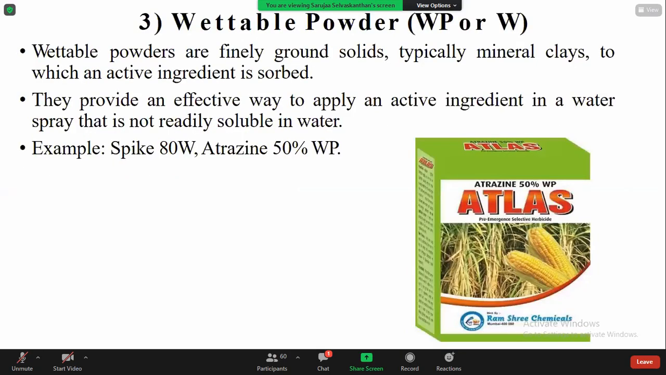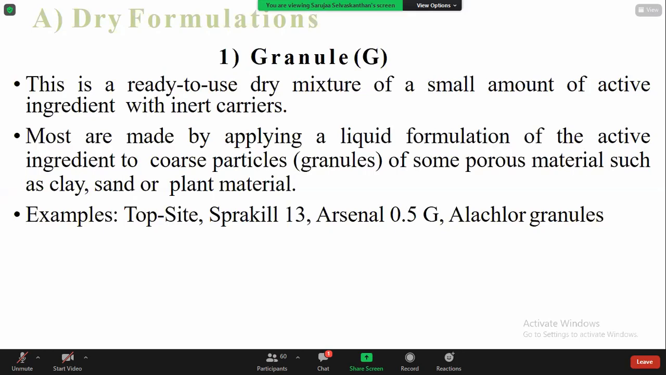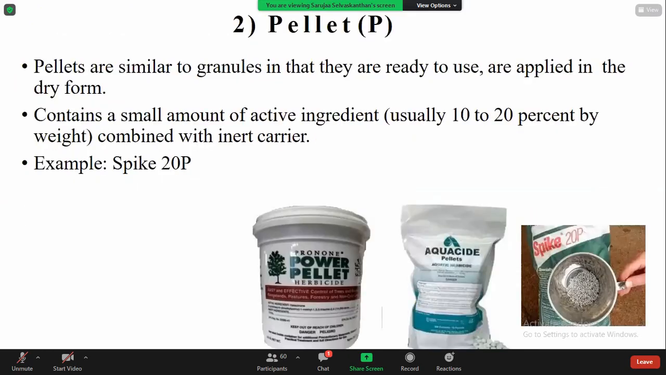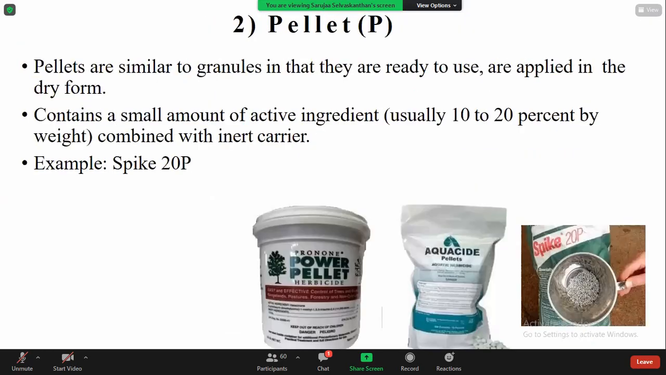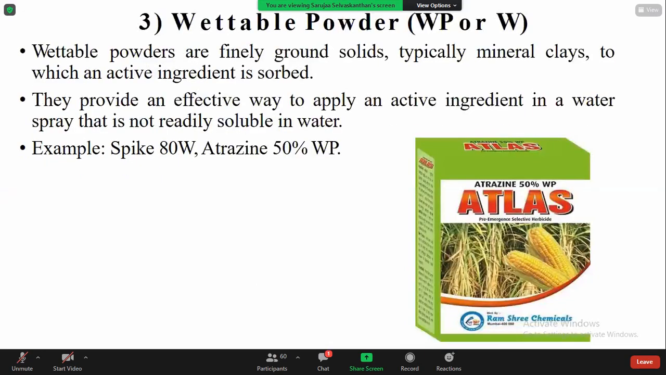Then wettable powder. Wettable powders are finely ground solids, typically mineral clay, to which the active ingredient is added. Here also there is a very small amount of active ingredient, between 10 to 20%. They provide an effective way to apply an active ingredient in a water spray that is not readily soluble in water. Here it is applied in dry form, ready to use.